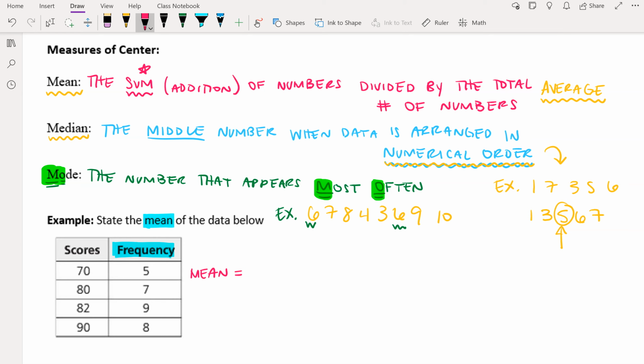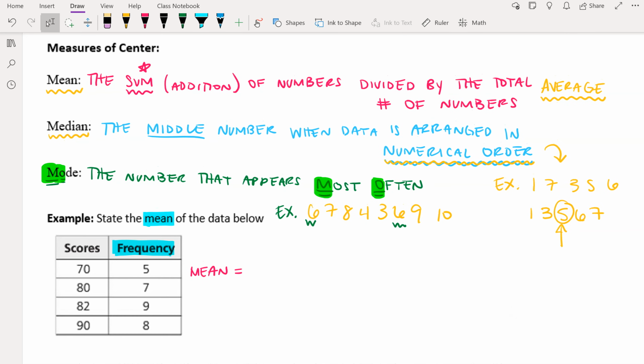So let's just first add our scores. Or actually, let's add the total number of numbers or scores that we have here. If we want to know the total number of kids who took this test, for example, these are maybe test scores, we would have to add 5 plus 7 plus 9 plus 8, and you would get 29. That's our total number of numbers. So that's going to go in the denominator because we divide by the total number of numbers. So let's go ahead and put that in the denominator.